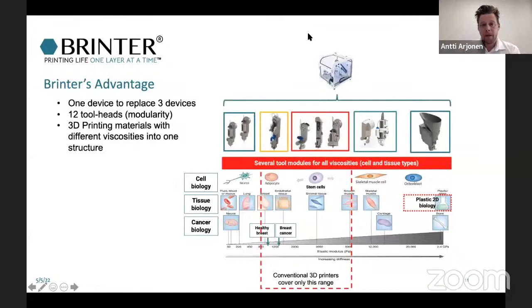So I talked about this printer's advantages already before. We are not limited by any factor of viscosity. We can use all the ranges, not only pneumatic tools, but we also have screw-driven tools. And I have to say that this Purdine tool, who is also sponsoring this meeting, I love that tool. It's outstanding. It's very good. I'm looking forward to printing different cancer models with that tool head in the future as well.